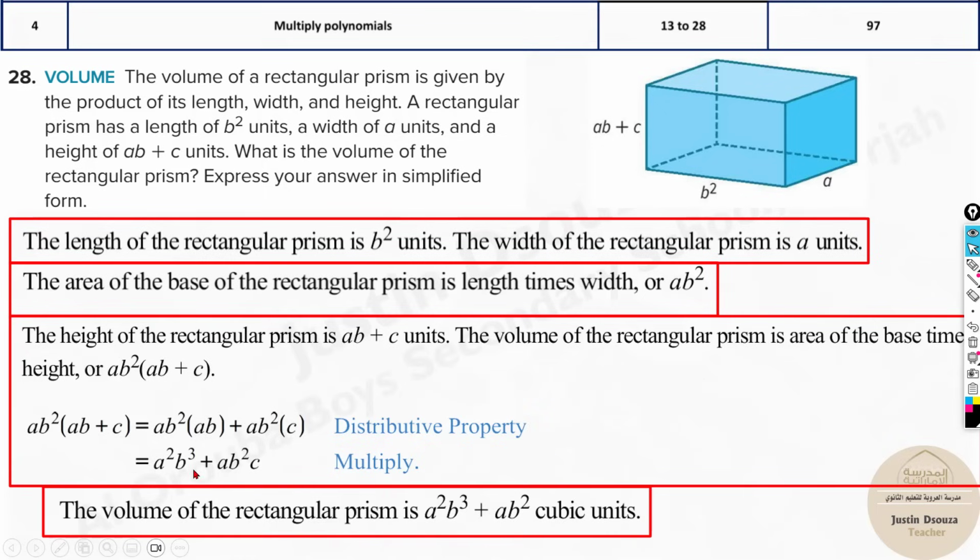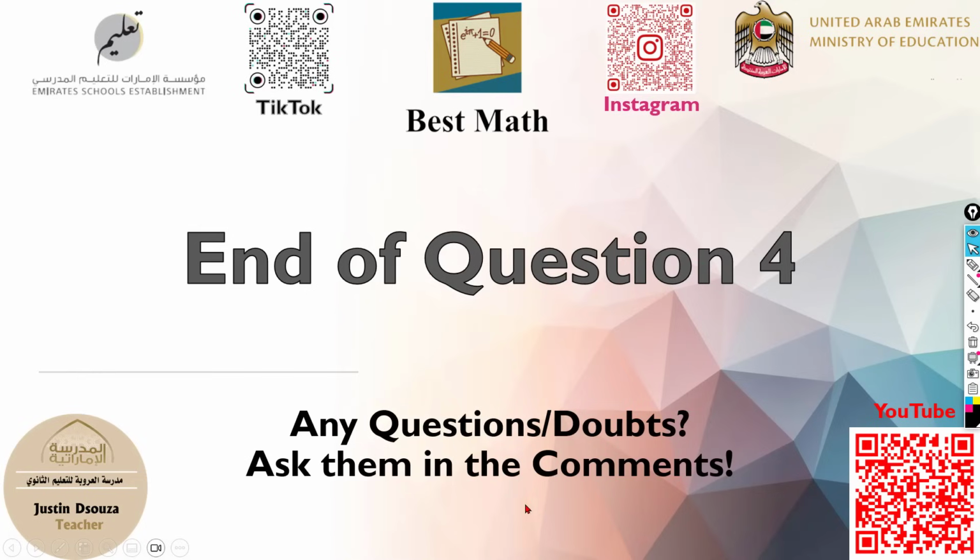Here you can see the volume of the rectangular prism is A squared B cubed plus AB squared C. Now C is missing, guys. This is the answer, right? So just write that accordingly, because over here they missed it, I guess. So that is the end of this question for another easy topic. There is a calculator method, but please try to do the manual method. It is very important to learn multiplication of polynomials.